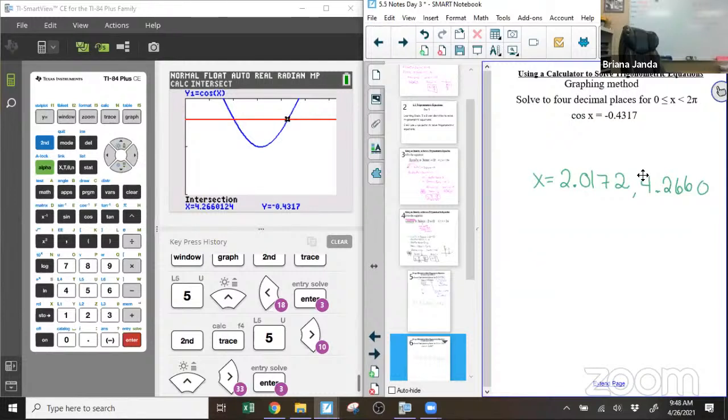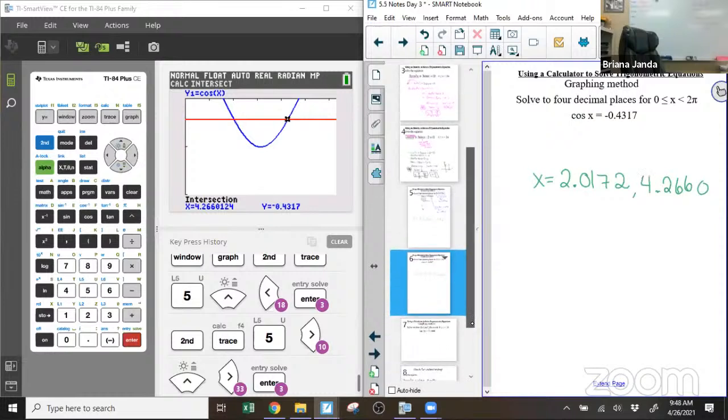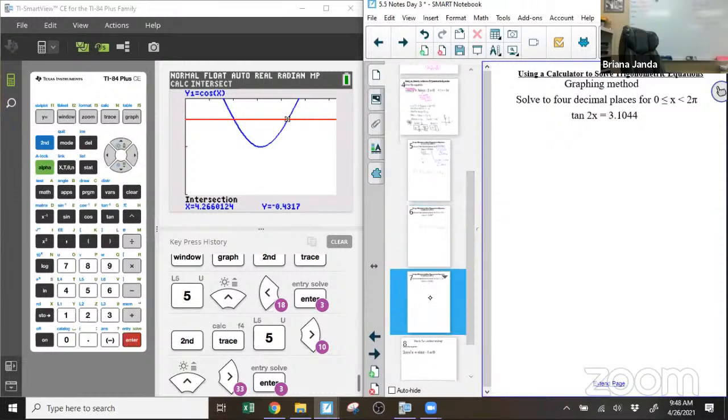Okay, last one, and this is going to be kind of our check for understanding here. Different than what is on your page, so make sure that you write that down on your page. You do not have the double angle in there. Please put that in there. There is nothing to solve. That is exactly what you go type into your y1 and y2. So I'm going to go to my y1 and type in tangent of 2x, and then y2 is 3.1044.